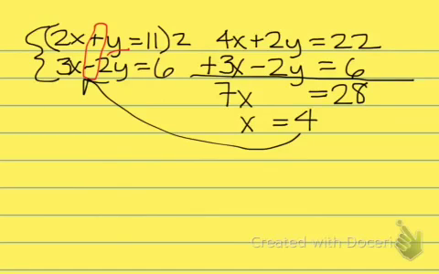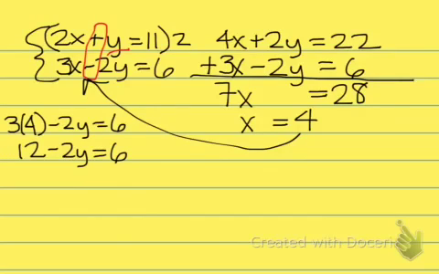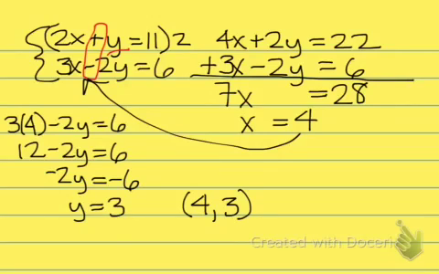We can take that and plug it into one of the equations. So 3 times 4 minus 2y equals 6. 12 minus 2y equals 6. So negative 2y equals negative 6, so y equals 3. So our solution is 4, 3.